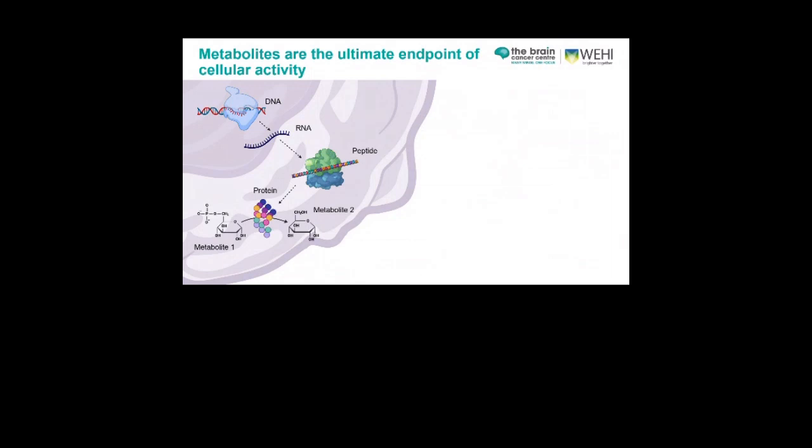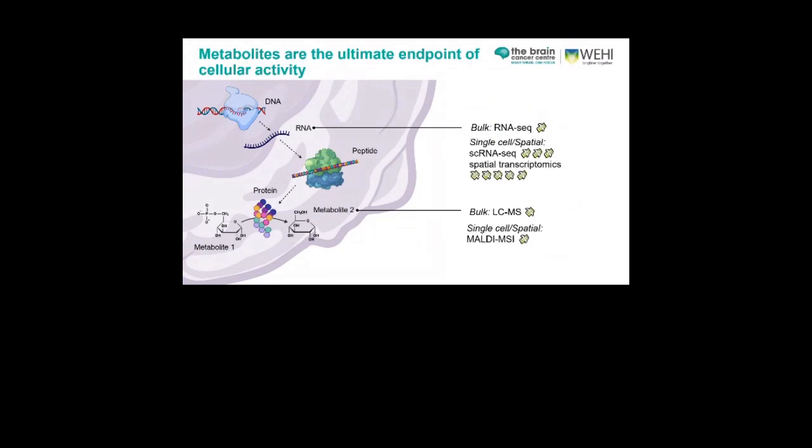Like bulk RNA sequencing, measuring bulk metabolite abundance is actually quite cheap, quite comparable to RNA sequencing. But the difference really emerges when we consider wanting to do it on a single cell level or even a spatial level, where spatial metabolomics is roughly a third to a fifth of the cost of single cell or spatial.